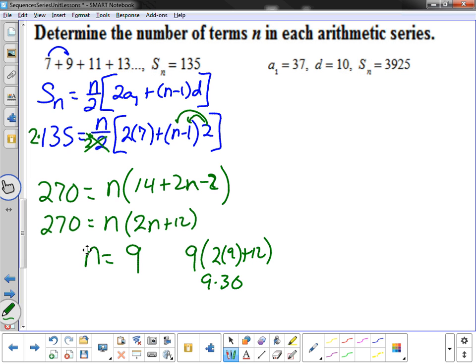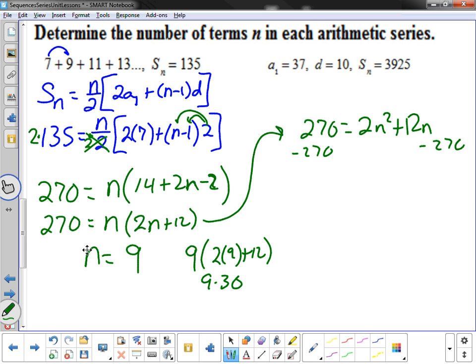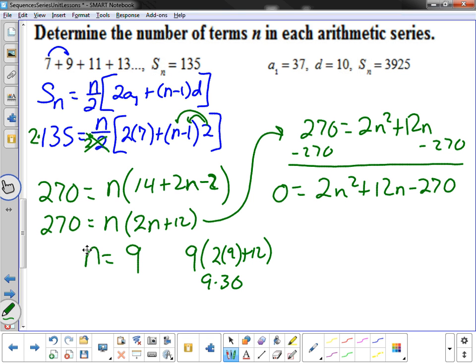The other way to do it is to go back to Algebra 1. Let's go ahead and multiply the n through. So I get 270 equals 2n squared plus 12n. Now if I get it set equal to 0, I'm going to subtract the 270 from both sides. I get 0 equals 2n squared plus 12n minus 270. Now we can try to factor this using the whole method of factoring. We can use the quadratic formula. So I'm just going to throw that out to you, the quadratic formula.